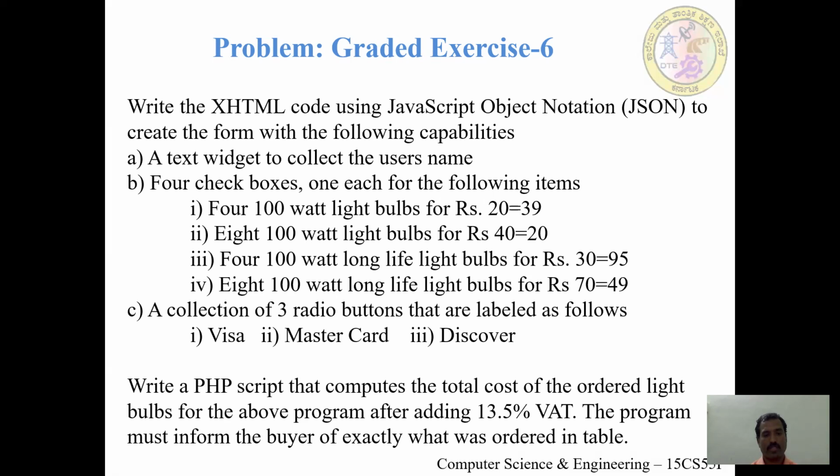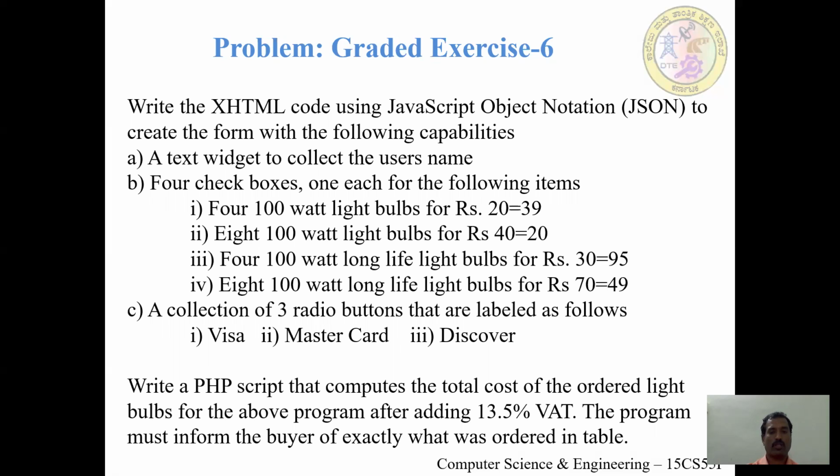Also, we need to write a PHP script. That is, write a PHP script to compute the total cost of an ordered light bulbs for the above program. After adding 13.5 VAT, the program must inform the buyer exactly what was ordered in the table. That is, when we calculate the amount in this PHP script, we need to calculate by adding the VAT, and also it has to display what was ordered by the user while ordering.